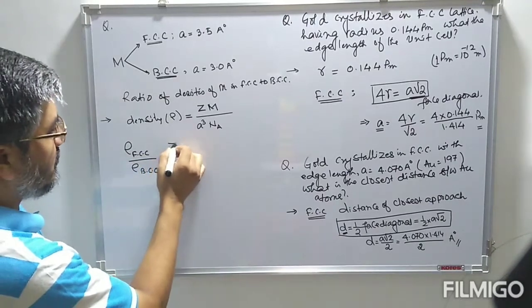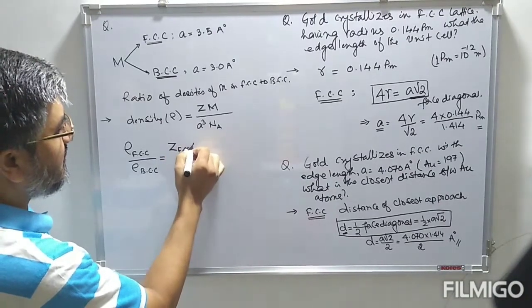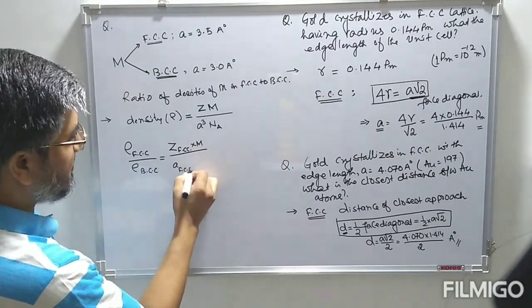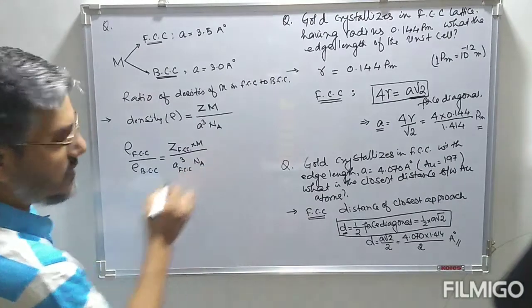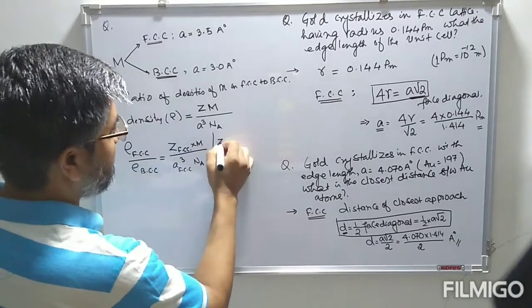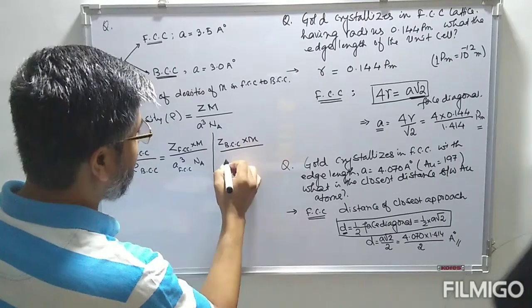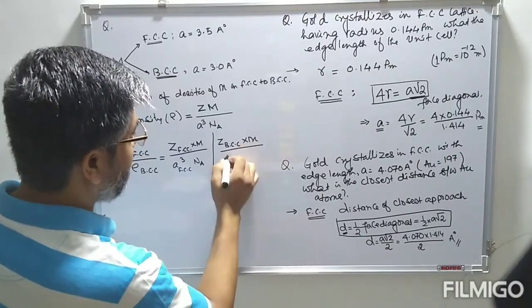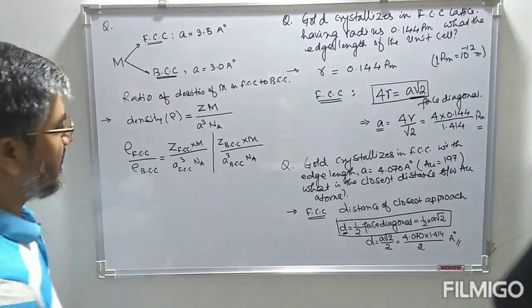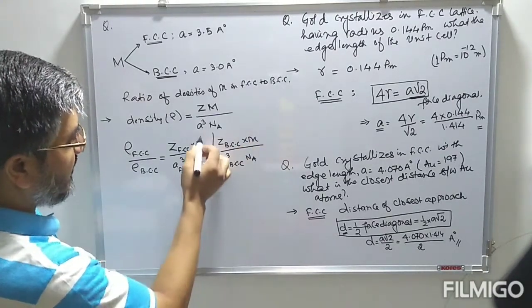So this equals Z of FCC into molecular mass divided by A cube of FCC into Avogadro number, divided by density of BCC. So this is Z of BCC into molecular mass divided by A cube of BCC into Avogadro number. So therefore this comes out to be, look at this, M by NA, this will cancel out.